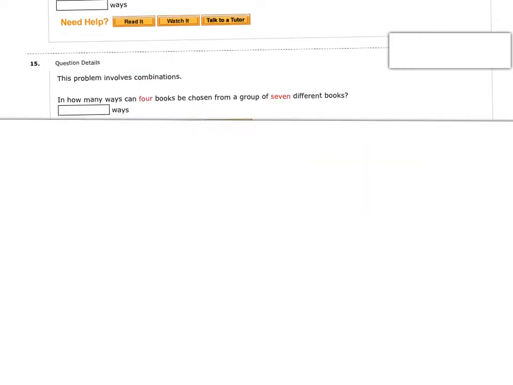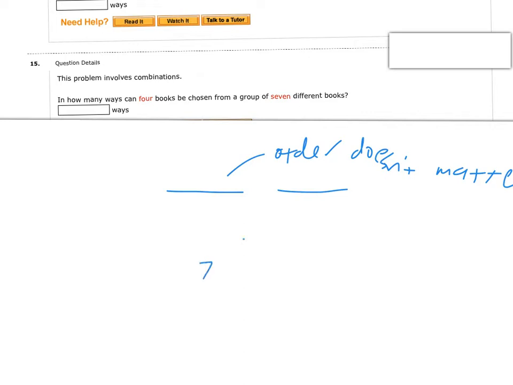All right, next up here, it's asking in how many ways could 4 books be chosen from a group of 7 different books. So it does say chosen, so that kind of implies to me that order doesn't matter. Because it's not like we're putting them in a row or arranging them in any way. We're just picking 4 books. So it's going to be 7C4. So out of a group of 7, we're choosing 4. So once again, I'll just type that in the calculator. And that gives me 35.